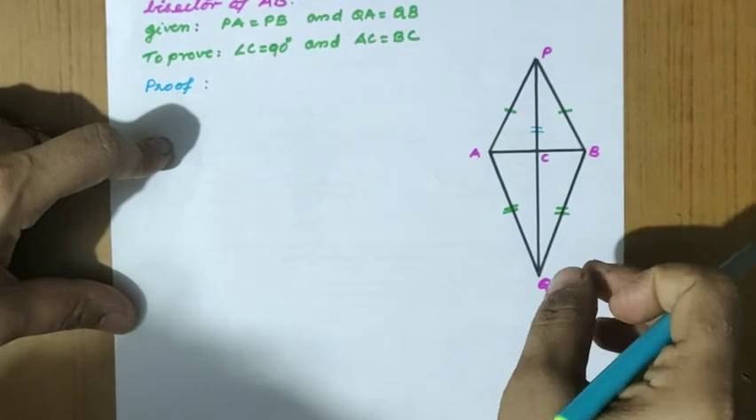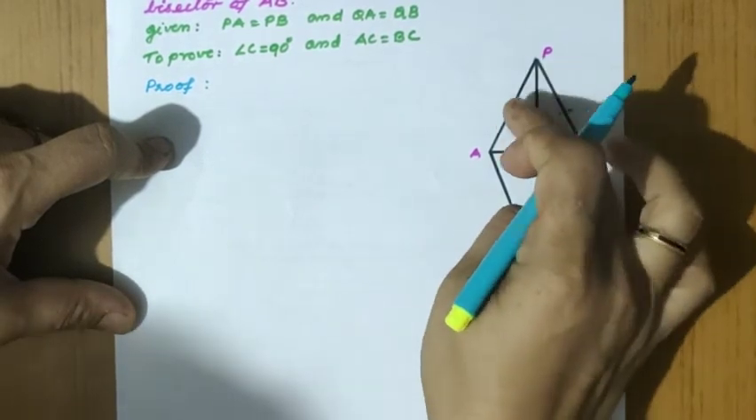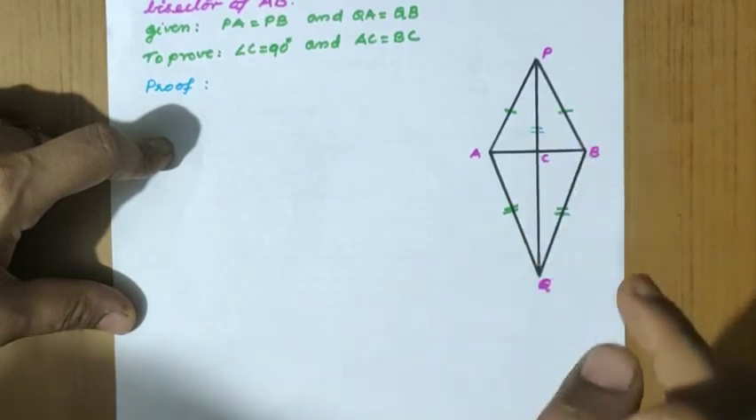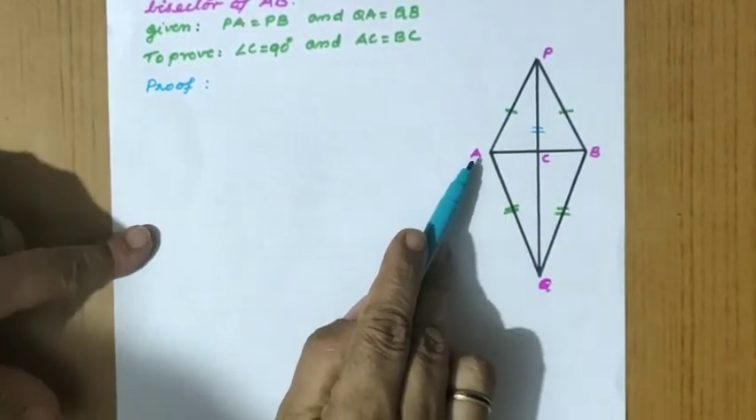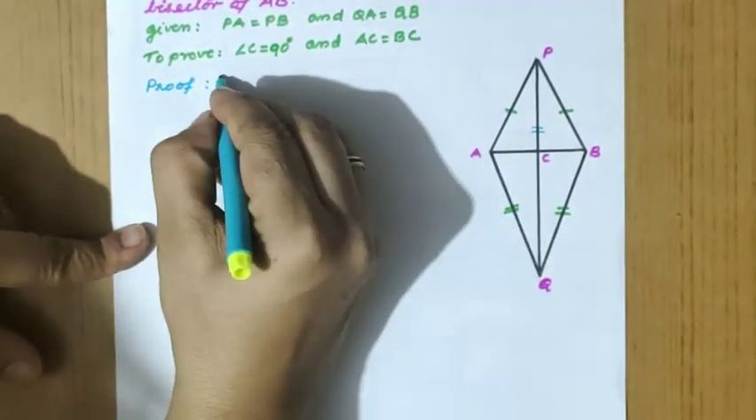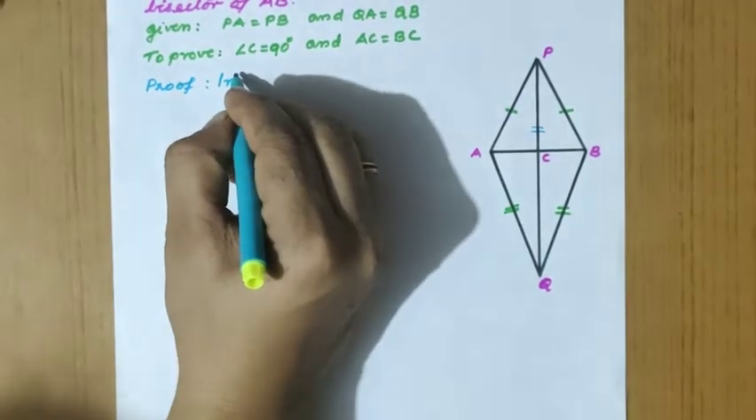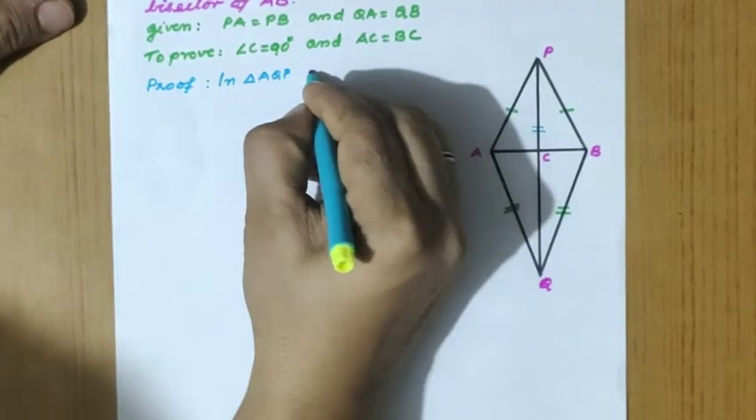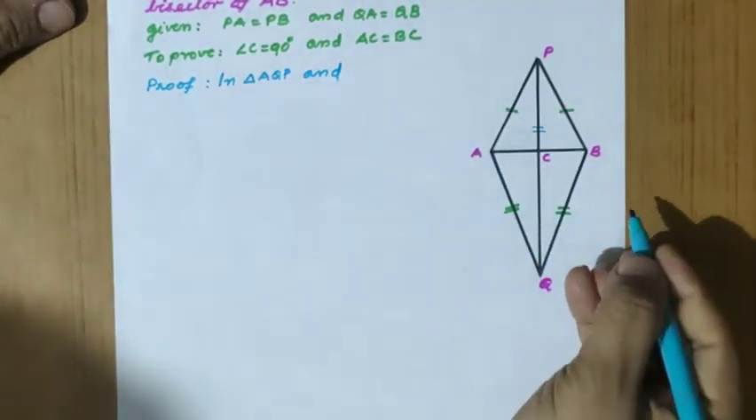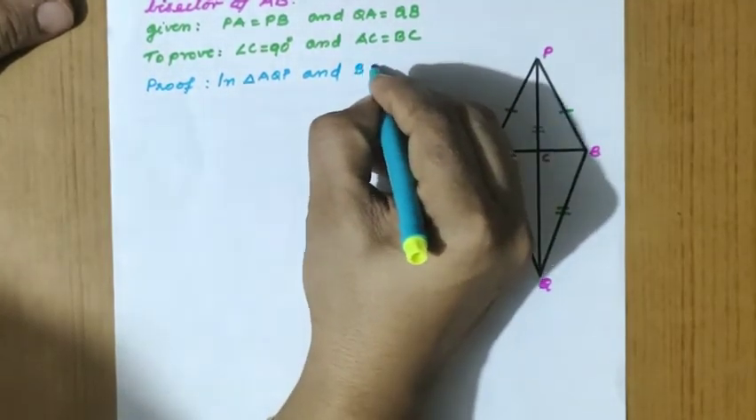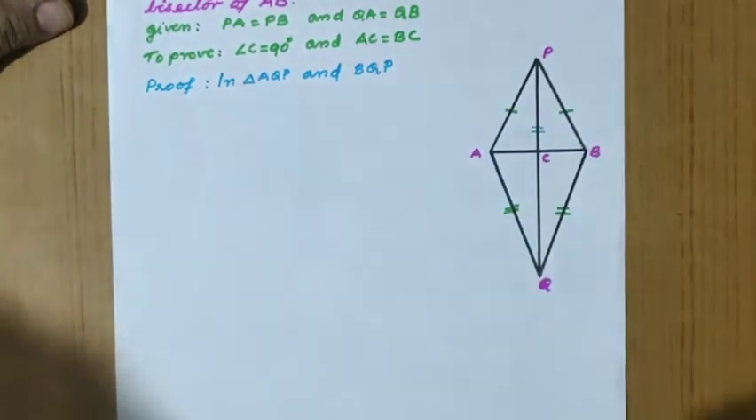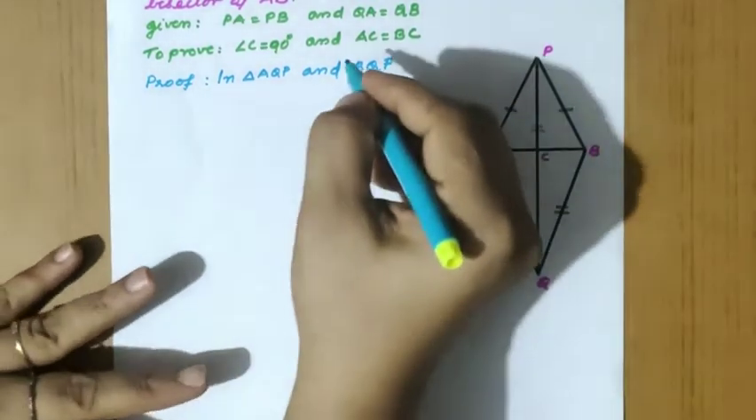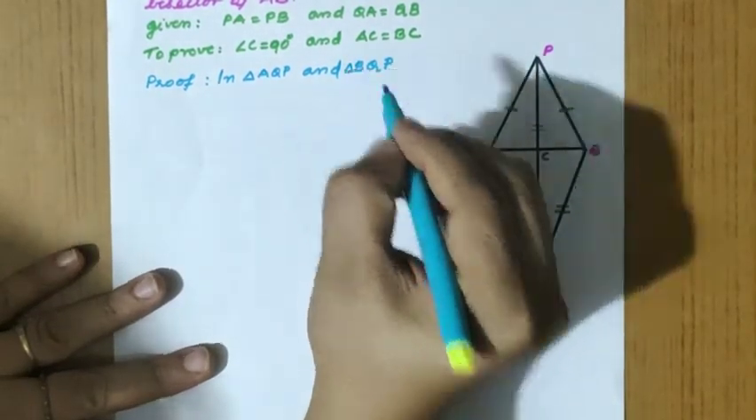So what we should do is take the bigger triangles AQP and BQP. Understood? Which triangle do we take first? AQP. So I'll write here triangle AQP and BQP. Got it? Which are the two triangles we have taken? Triangle AQP and triangle BQP.